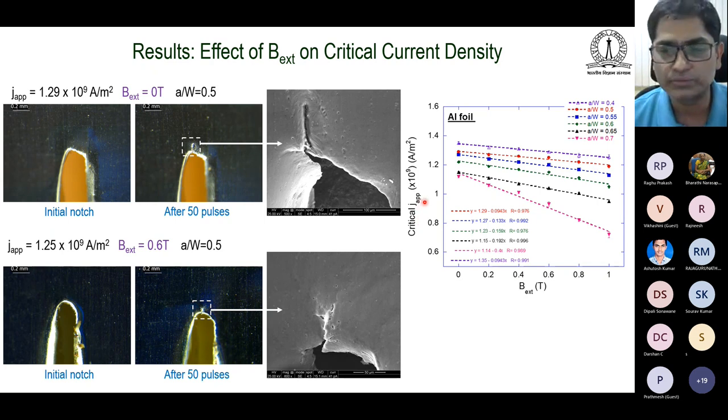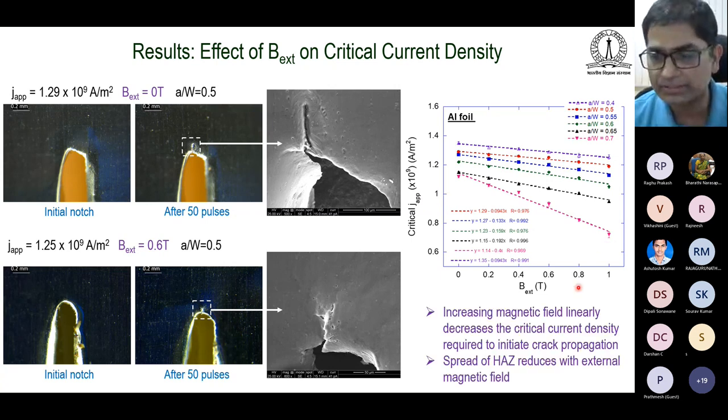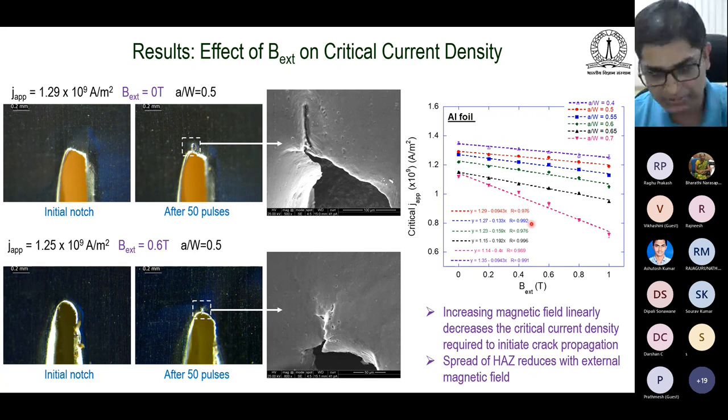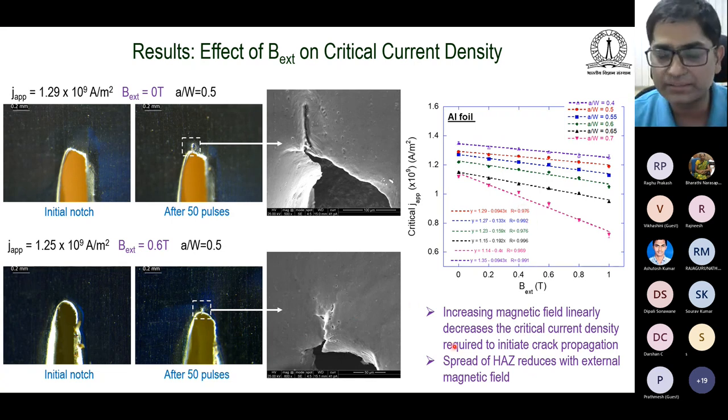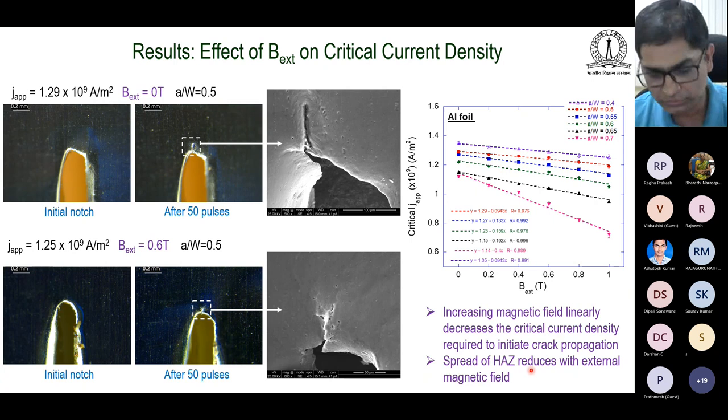And this graph actually shows how, as we increase the magnetic field, it reduces the requirement of the critical current density. And this goes down linearly. And from this picture, we can again see that even though this decrease is very little, just a few percent, it leads to a good decrease in the heat affected zone, because the spread of the heat affected zone goes as J squared, or the current density squared.